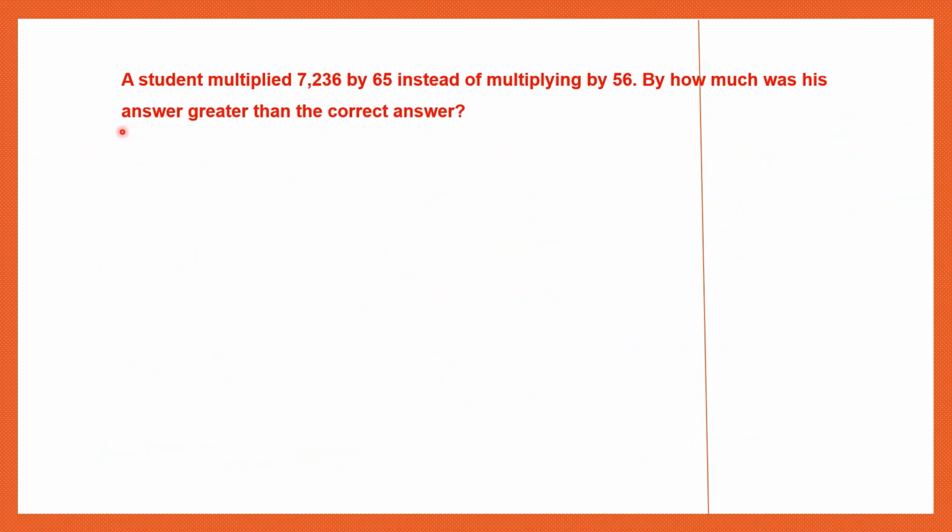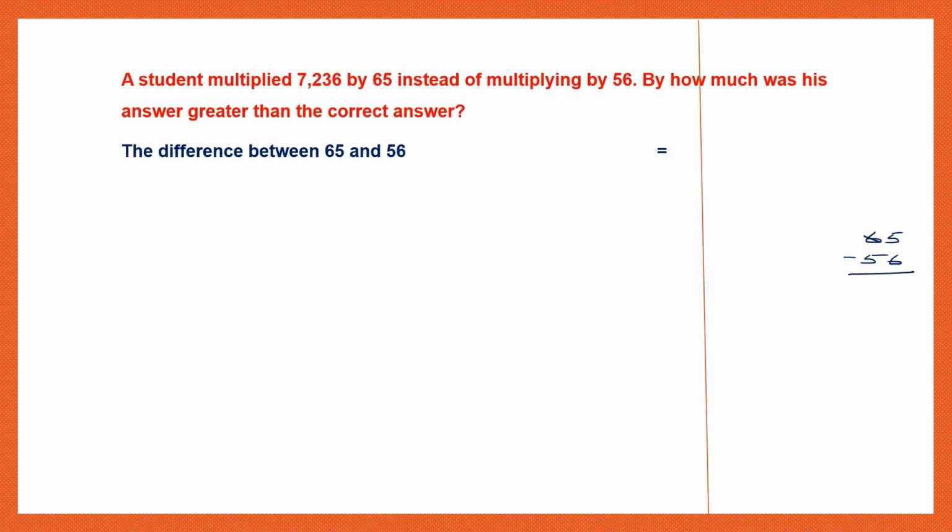Now there is another way of answering the same question. So we've got the question again. A student multiplied 7,236 by 65 instead of multiplying it by 56. By how much was his answer greater than the correct answer? Now this is the second method of doing it. The difference between 65 and 56. Now where did we get these numbers from? Here 65 and 56. Let's find the difference between these two numbers. That means 65 minus 56.